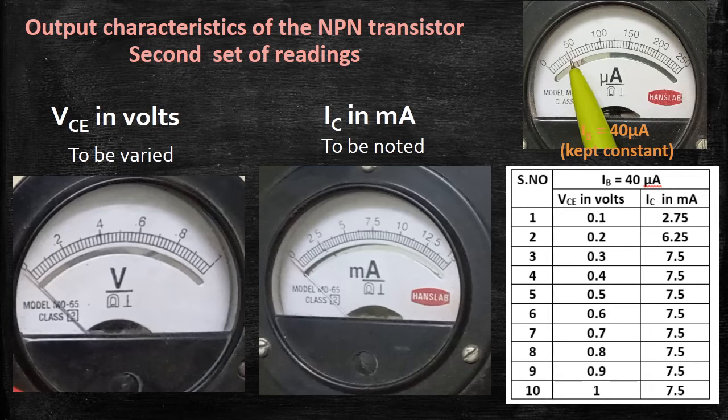It is exactly kept at 8th division. 8 into 5 is equal to 40 microampere. Throughout the experiment, the IB 40 microampere should not be varied. It should be kept constant.